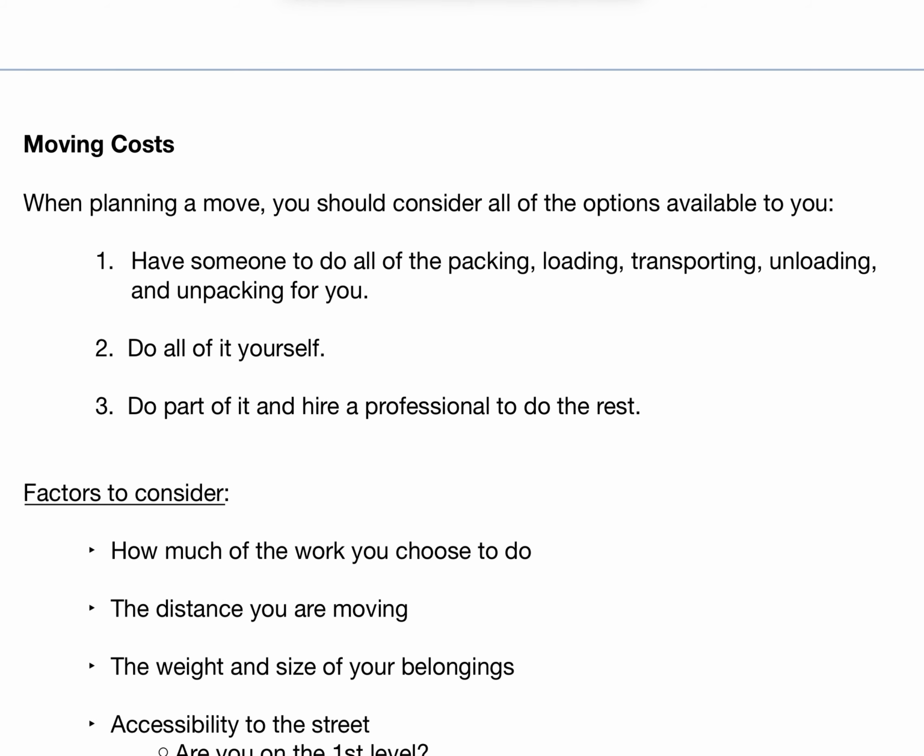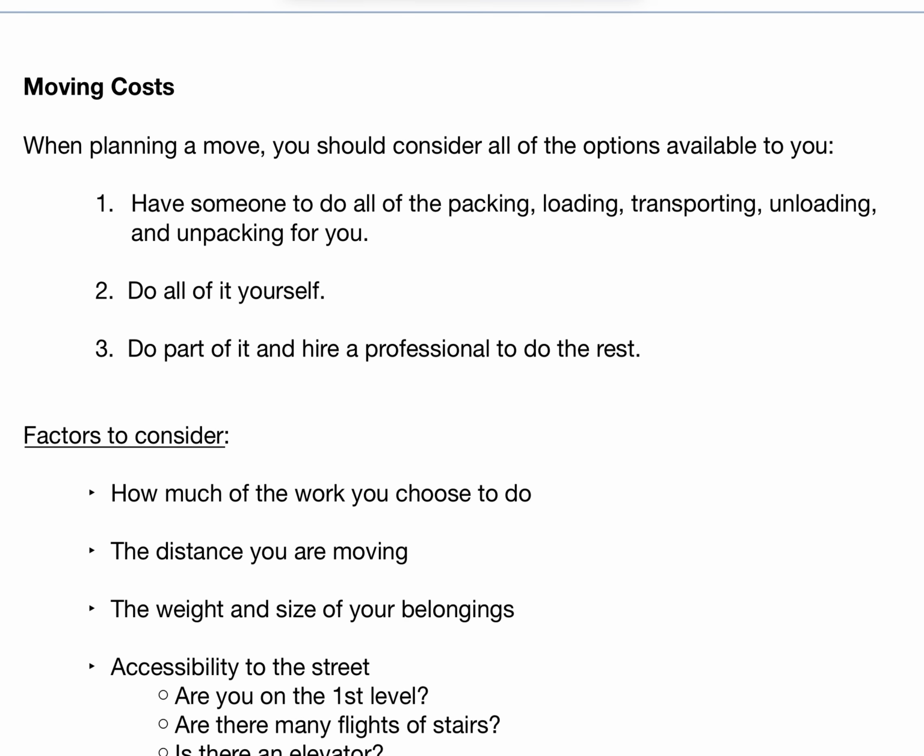Then you also need to take into account moving costs, right? So when you're planning to move out of wherever you live today, you need to consider various options that are available to you. So option number 1 is the easiest, but the most expensive, which is having someone do all of the packing, all of the loading, all of the transporting, the unloading, and unpacking for you.